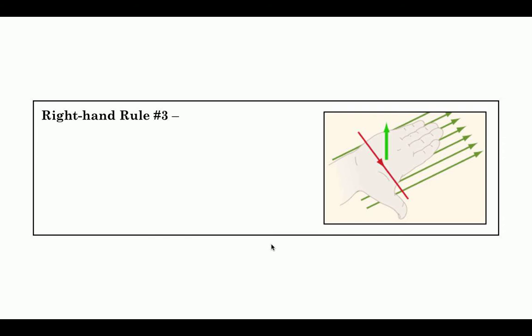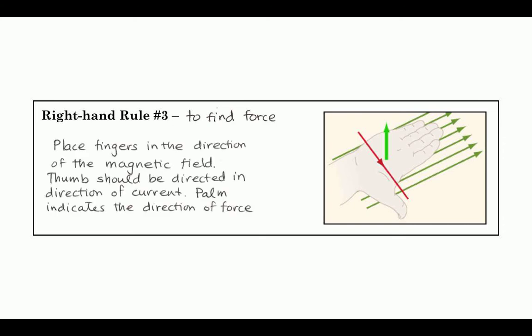Right-hand rule number 3 will help us to predict the direction of the force. This is the third and final right-hand rule, and it's different than the first two, because the first two really just talk about a current that creates a magnetic field. This one talks about a current that cuts through a magnetic field, giving rise to a force. Basically it says that if you place your fingers in the direction of the magnetic field, with your thumb directed in the direction of conventional current, your palm will indicate the direction of the force. You can see that in this little diagram right here.